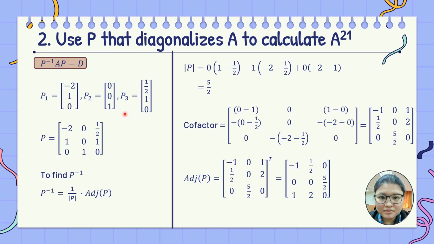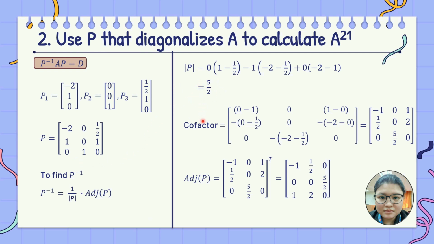So now we have formed a matrix P, and the next step is to find the P inverse. The formula to find the P inverse is 1 over the determinant of P multiplied by the adjoint of P. Therefore, we need to find the determinant of P first. And here, we are using cofactor expansion on the third row, and we get the determinant of P is 502.